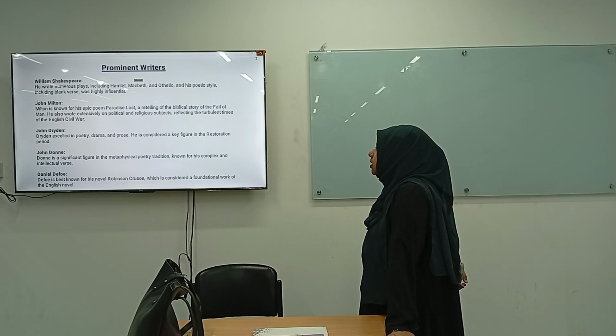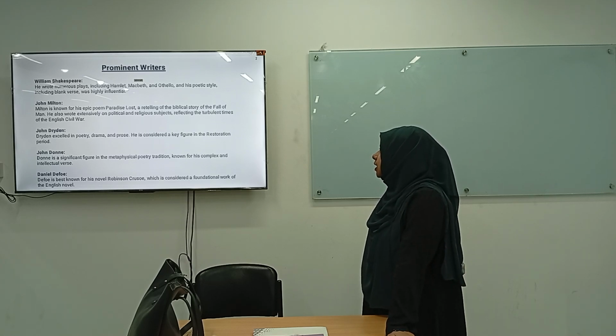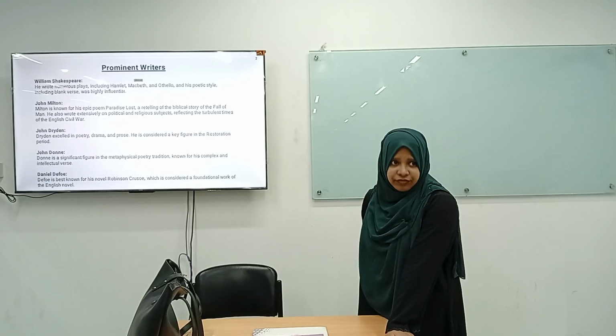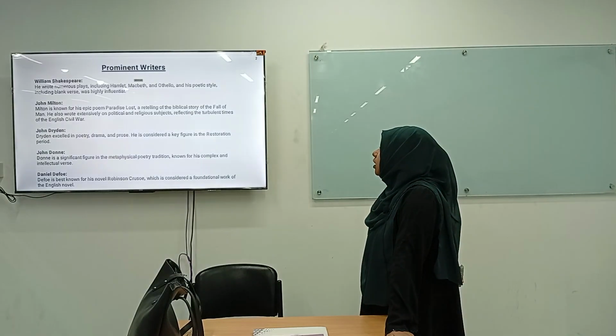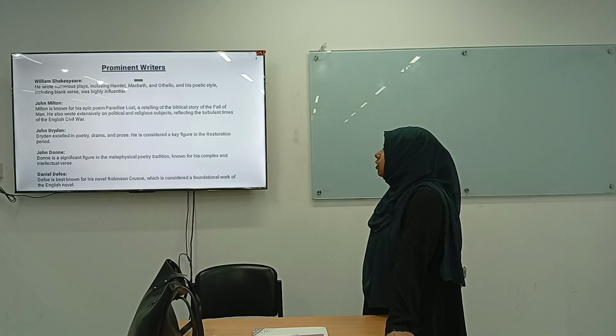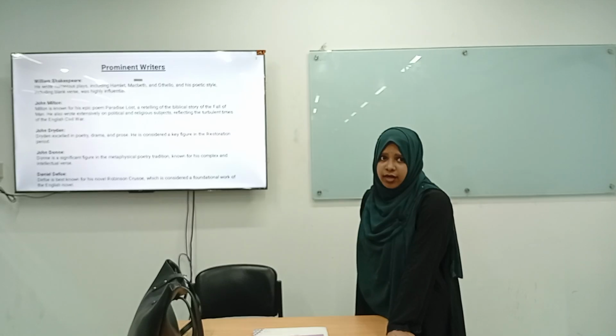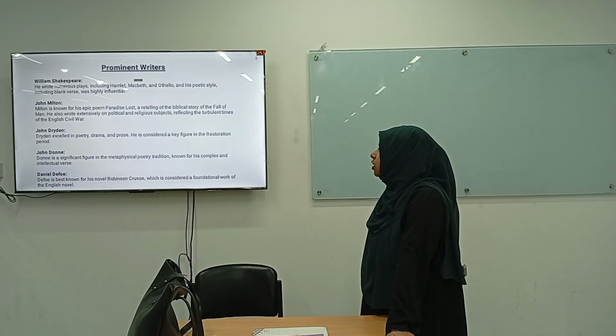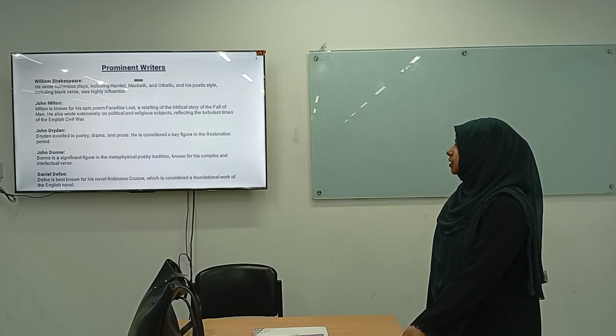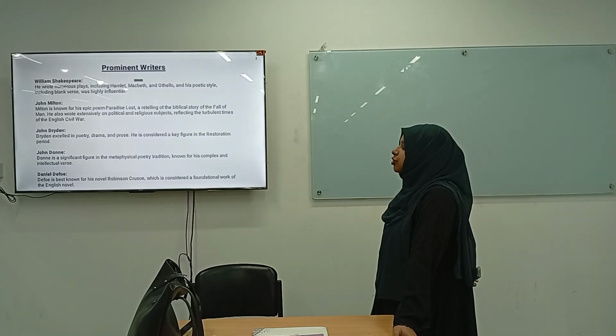Then comes Milton. Milton is known for his epic poem Paradise Lost, a retelling of the biblical story of the fall of man, fall of the devils. Okay. He also wrote extensively on political and religious subjects, reflecting the turbulent times of the English Civil War. Okay. And then John Dryden. Dryden excelled in poetry, drama, and prose. He is considered a key figure in the Restoration period.